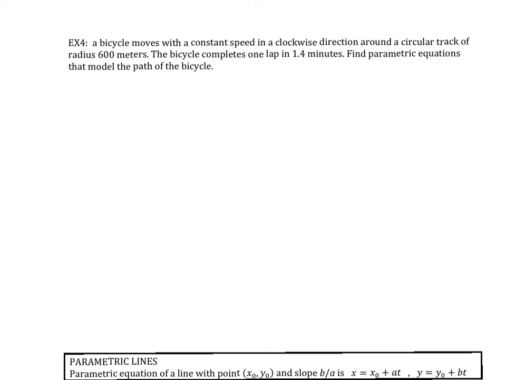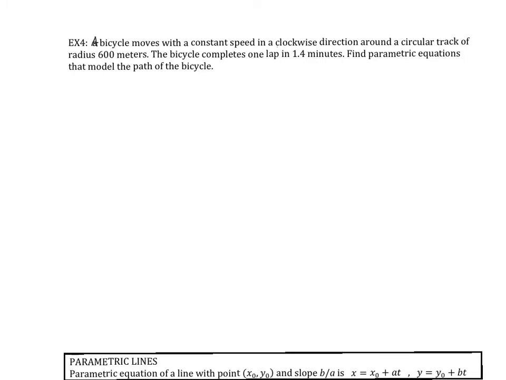Example 4, we have a bicycle. Ooh, that's going to bug me. I don't have my capital A. A bicycle moves with a constant speed in a clockwise direction around a circular track of radius 600 meters. The bicycle completes one lap in 1.4 minutes. Find parametric equations that model the path of the bicycle.